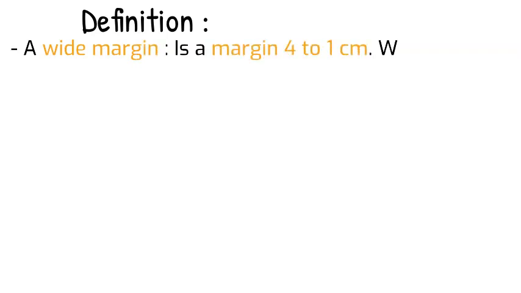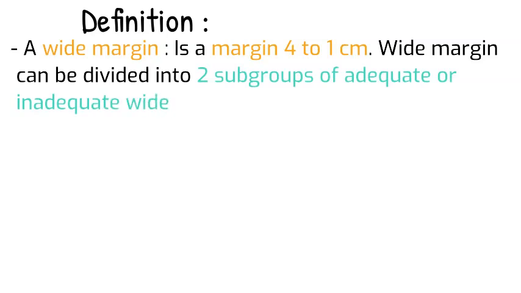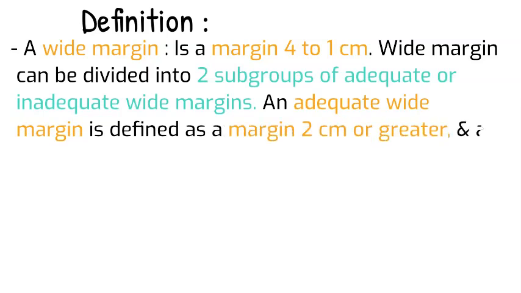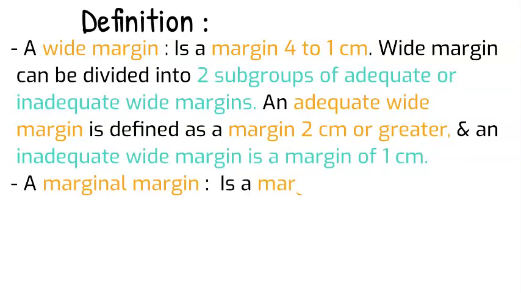A wide margin is a margin around 4 to 1 cm. Wide margin can be divided into two subgroups of adequate or inadequate wide margins. An adequate wide margin is defined as a margin 2 cm or greater, and an inadequate wide margin is a margin of 1 cm.